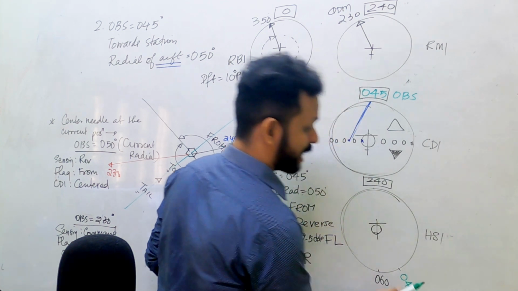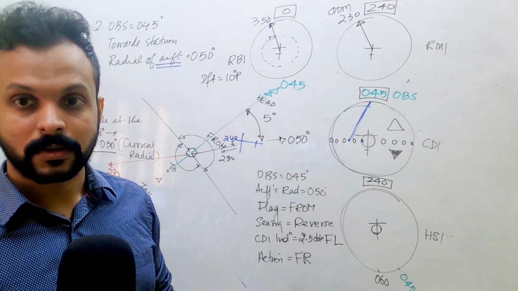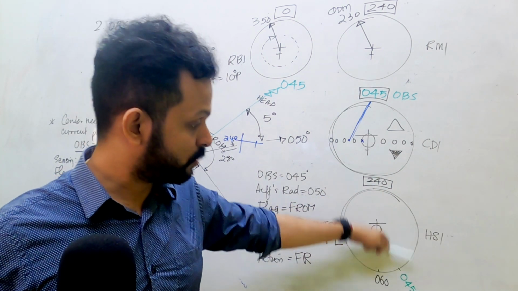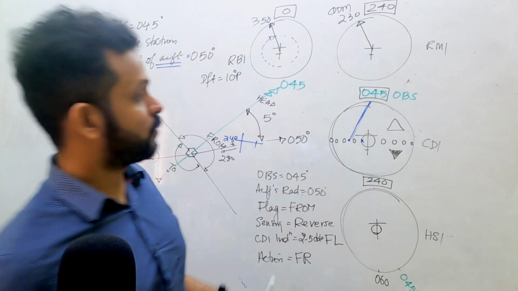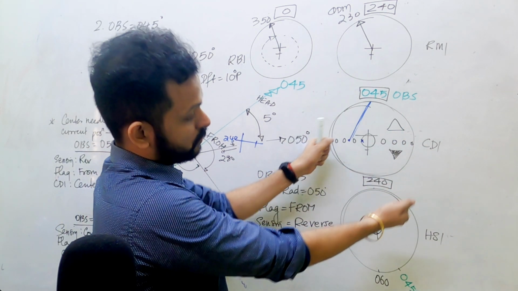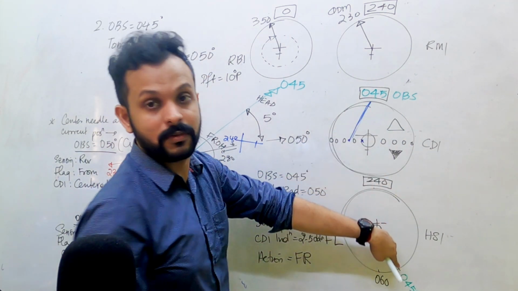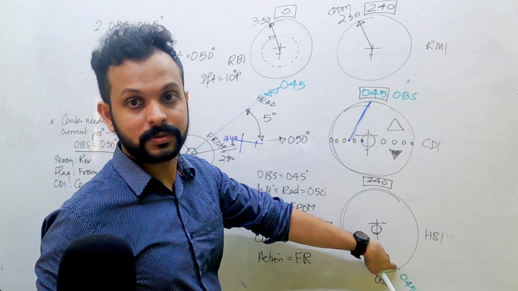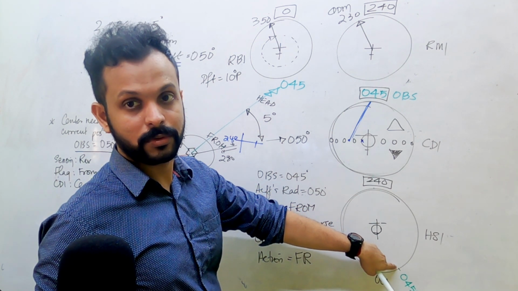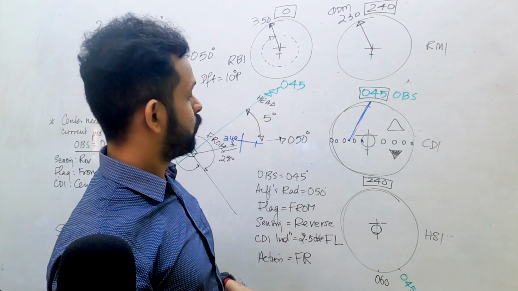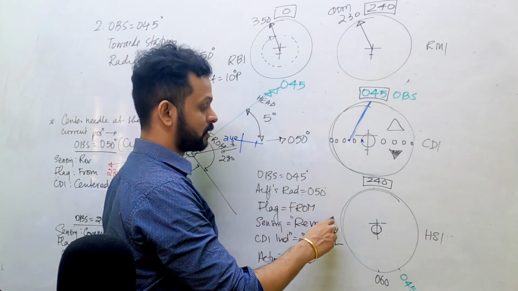Now is it clear why I have marked 045 here? With respect to 240 being here, 045 should be here. Now what I do is I take the CDI, I rotate it, and I bring the 045 there. That's all I do. So what happens here, you can see the sensing is reverse sensing.